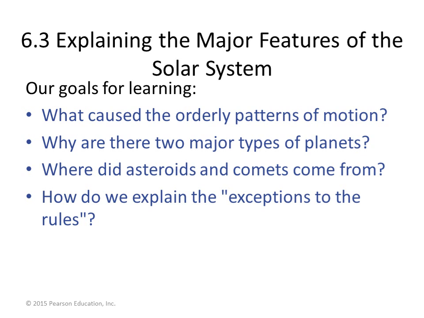This is section 6.3, explaining the major features of the solar system. So what caused the orderly patterns of motion? Why are there two major types of planets? Where did asteroids and comets come from? And how do we explain the exceptions to the rules?